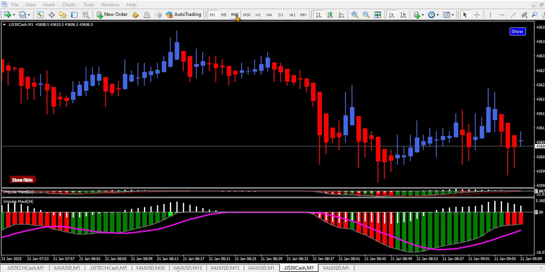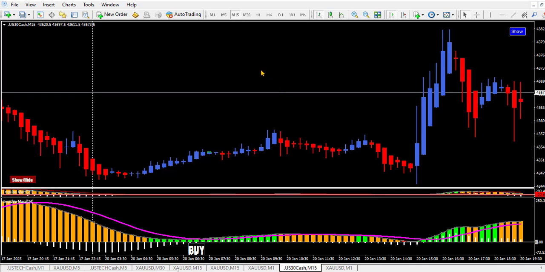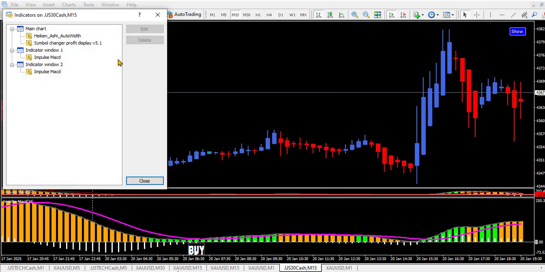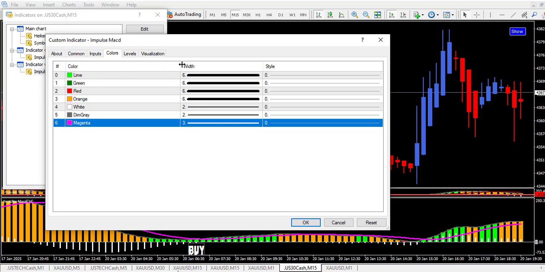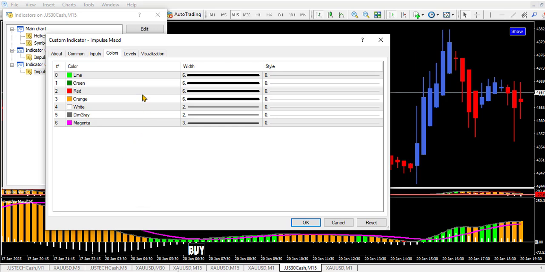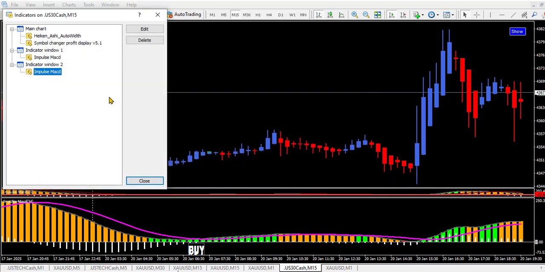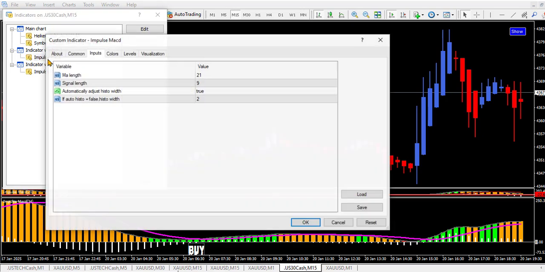Now let me show you the indicators I use for this particular strategy and the settings. So the indicator is just the impulse MACD. These are the colors that I use. You can use any color, but this is my color. Then these are the inputs for this indicator. MA length is 34, then signal length is 9, then histogram width, you can adjust it or just set it to true. The second one I use, I'm going to show you why, is this.